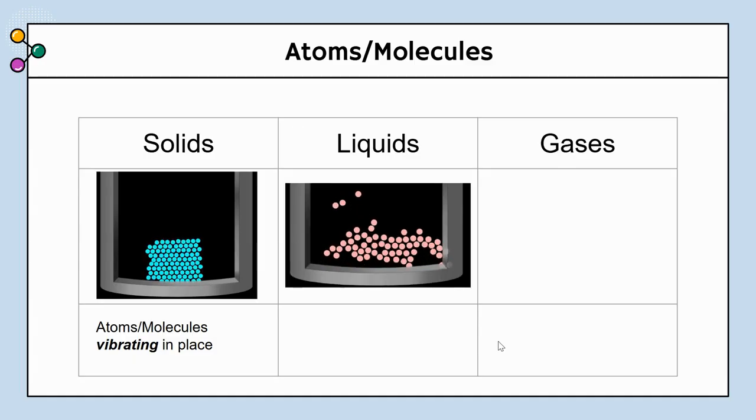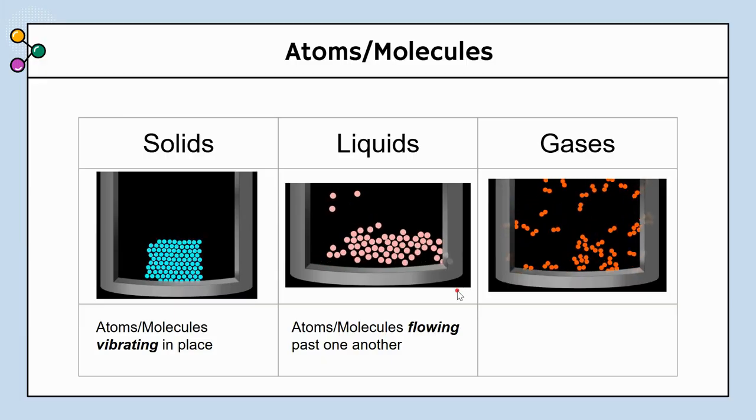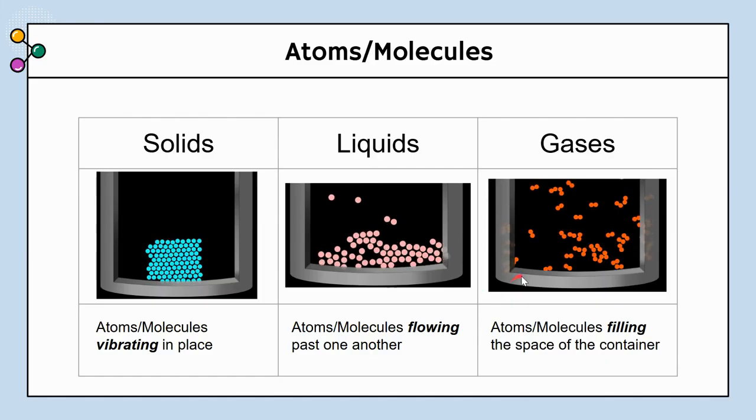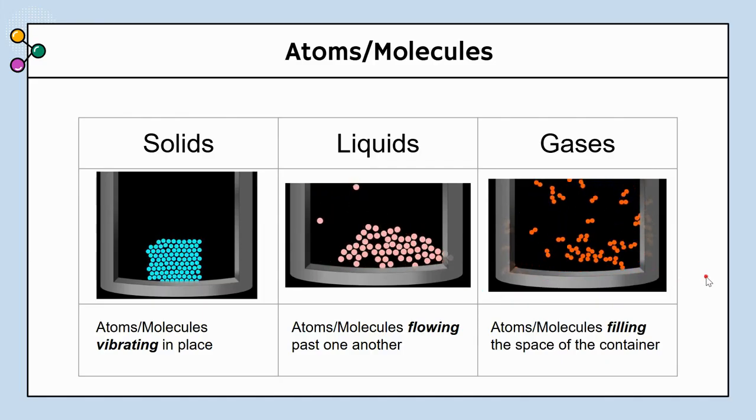Liquids, they do flow across one another. You can see these particles are flowing around one another. They're not vibrating, they're actually moving. So they're flowing past one another. And with gases, they bounce around their container. They fill the space of whatever container they're in, bouncing around the edges.